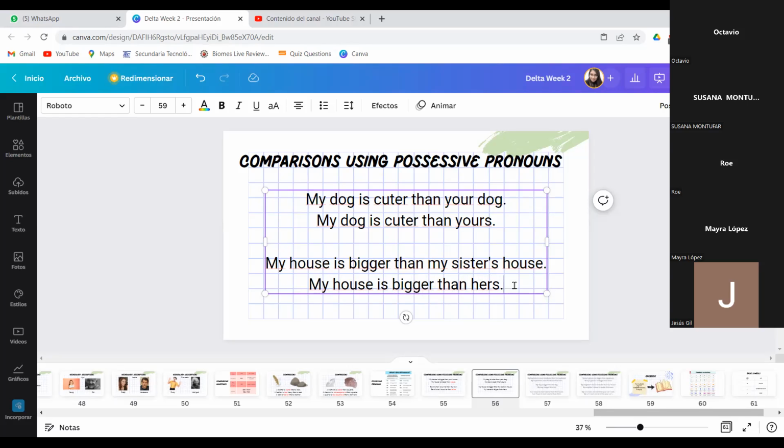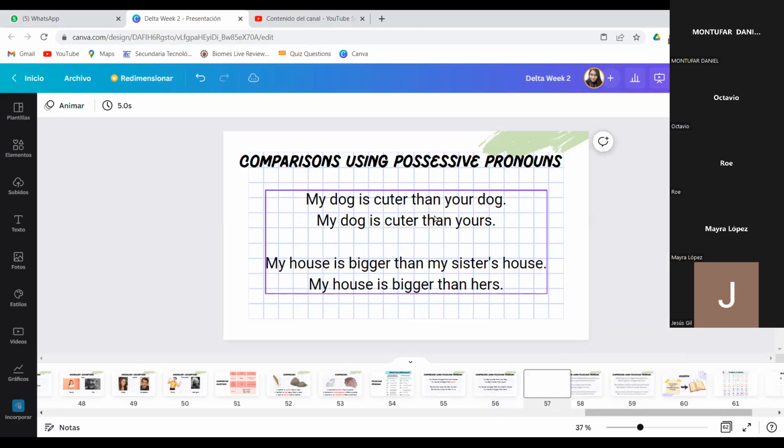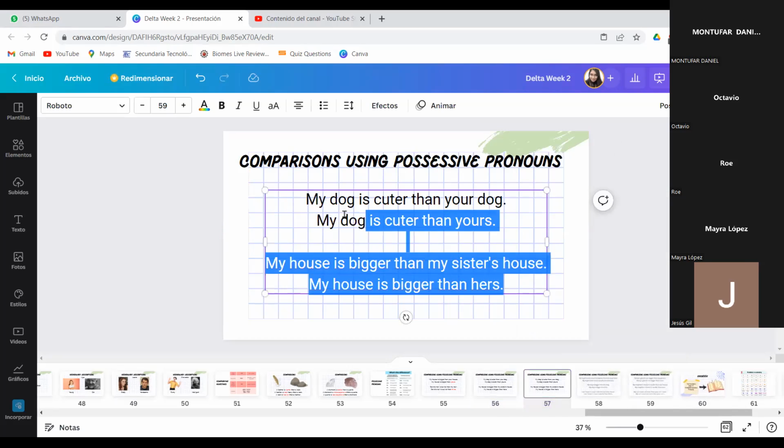That's it. And I'm making the sentence a lot shorter. En lugar de decir, mi casa es más grande que la casa de mi hermana, mi casa es más grande que la de ella. Listo. That's it. Let's do a couple more. We're going to do a lot, so we can practice.